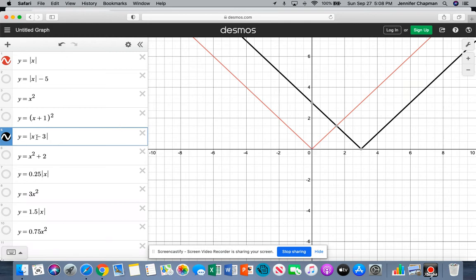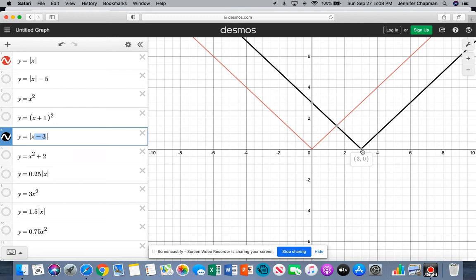And don't forget why right, because you're always going the opposite direction when it's inside those grouping symbols, when it's inside the parentheses, inside the absolute value sign. You're always going to move in the opposite direction. So every point got shifted right 3. So our old vertex was at 0, 0. Well, now it's at 3, 0. Every point got shifted right 3.